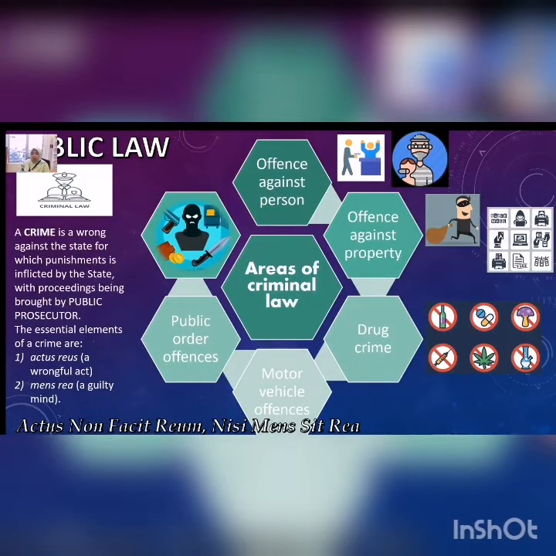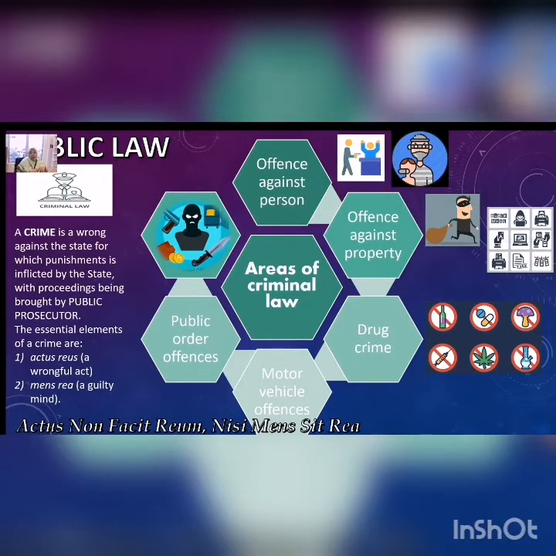Okay. The second part of the public law, the first part is the constitutional law. The constitutional law gives many rights to the citizen. If there is a breach of the right, you can sue the court. You can sue the government, because it is related to people in general, people in public.